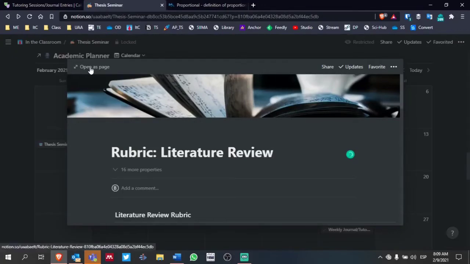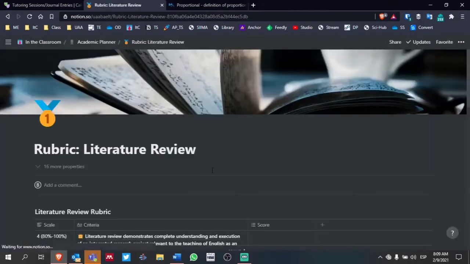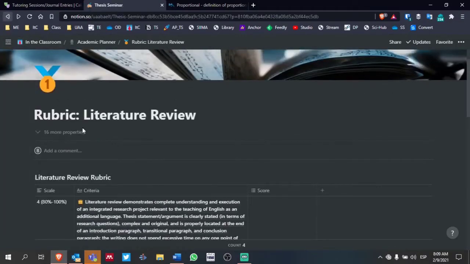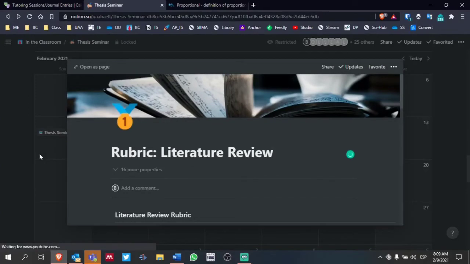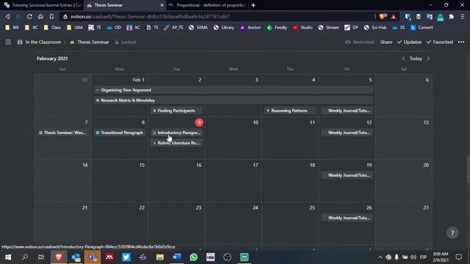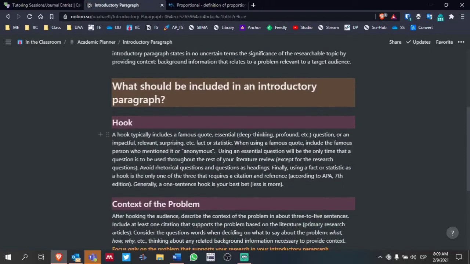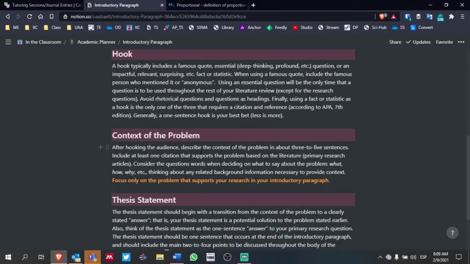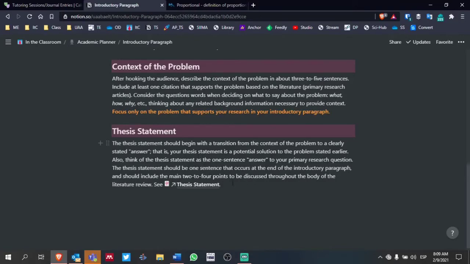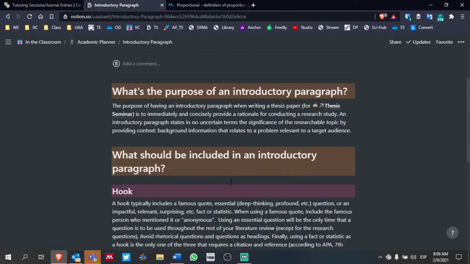Now, many of you may or may not be ready yet to fully develop the introduction paragraph. I typically suggest that you wait till the end, once you've completed the body of your literature review, to complete the introductory paragraph. But I have included here information about what to include: the hook, the context of the problem, and the thesis statement. Those of you who have had me for academic writing in the past, or redacción, where we've developed an academic essay, the introductory paragraph will be the same.